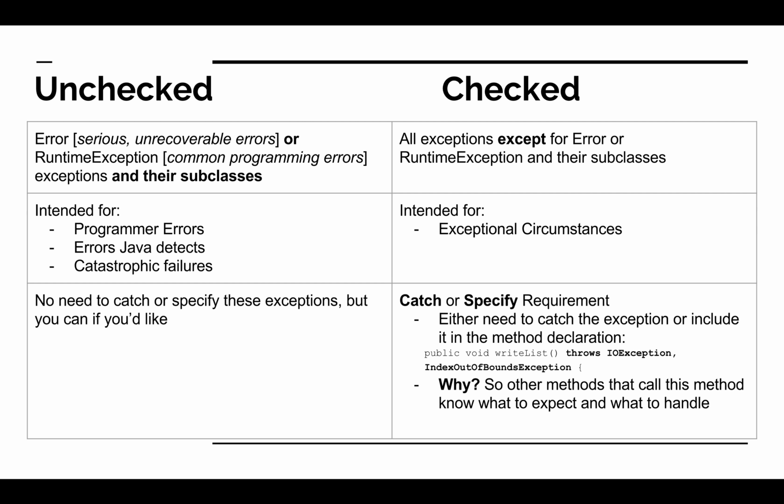So why do we either need to catch or specify? It's so that other methods that depend on this method, that call this method, know what to expect and what to handle. For unchecked exceptions, there's no need to catch or specify them, but if you'd like, you can feel free to. So does the difference make sense between these two?